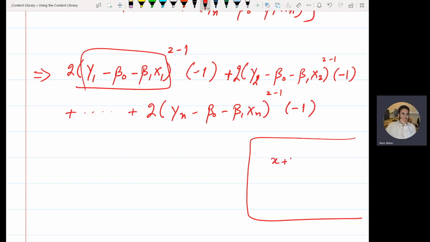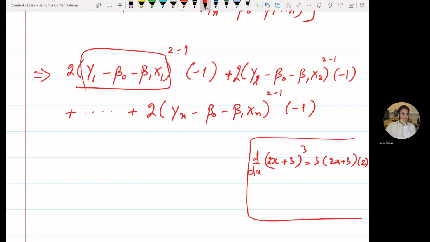Like you have 2x plus 3 whole cube. If you want to differentiate this function, what will be the derivative? 3 multiplied by 2x plus 3 squared, multiplied by 2. What is this 2? The derivative of the base. Same, minus 1 is the derivative of this thing in the rectangle with respect to beta naught.